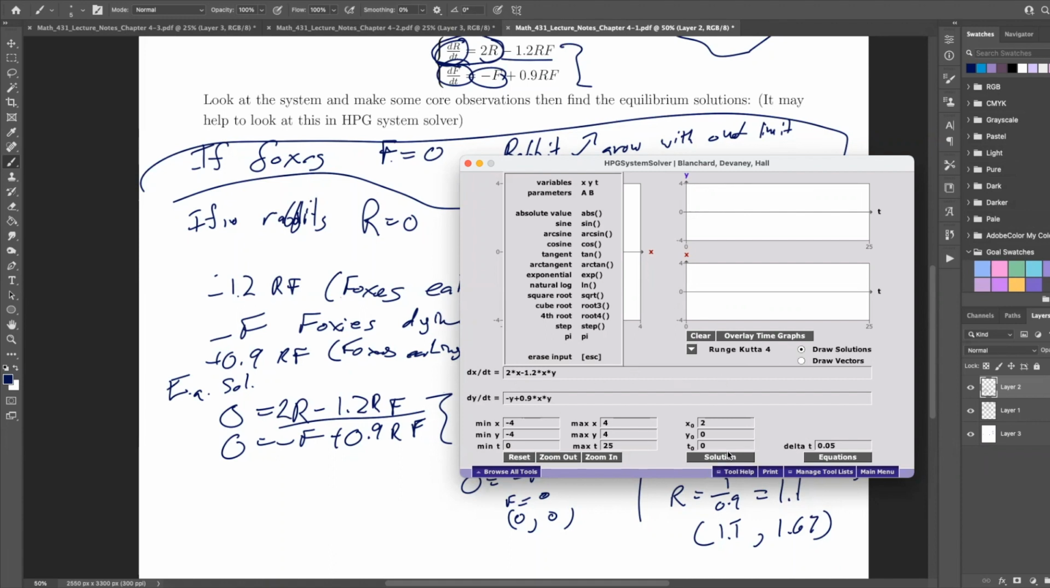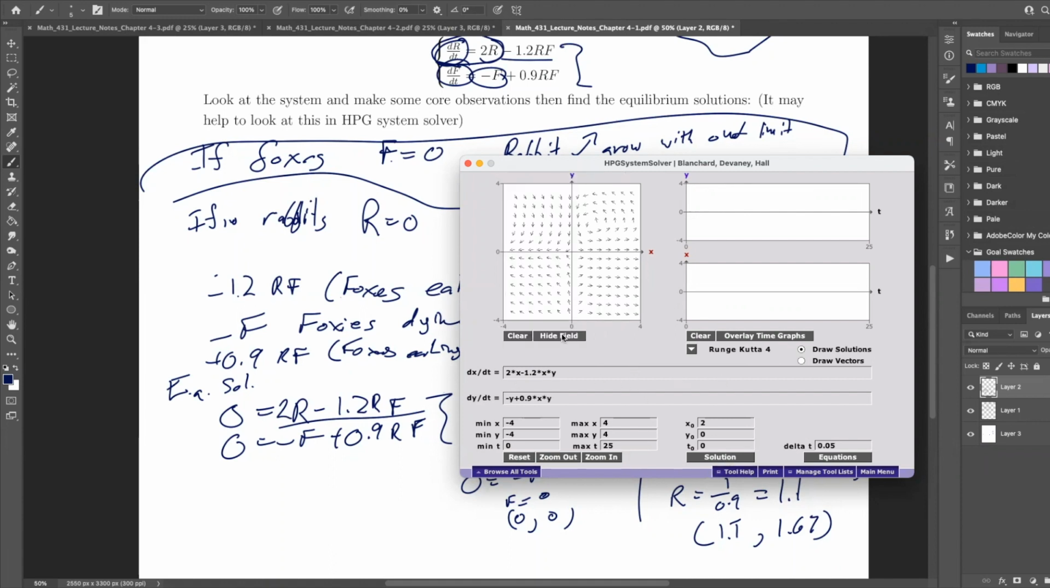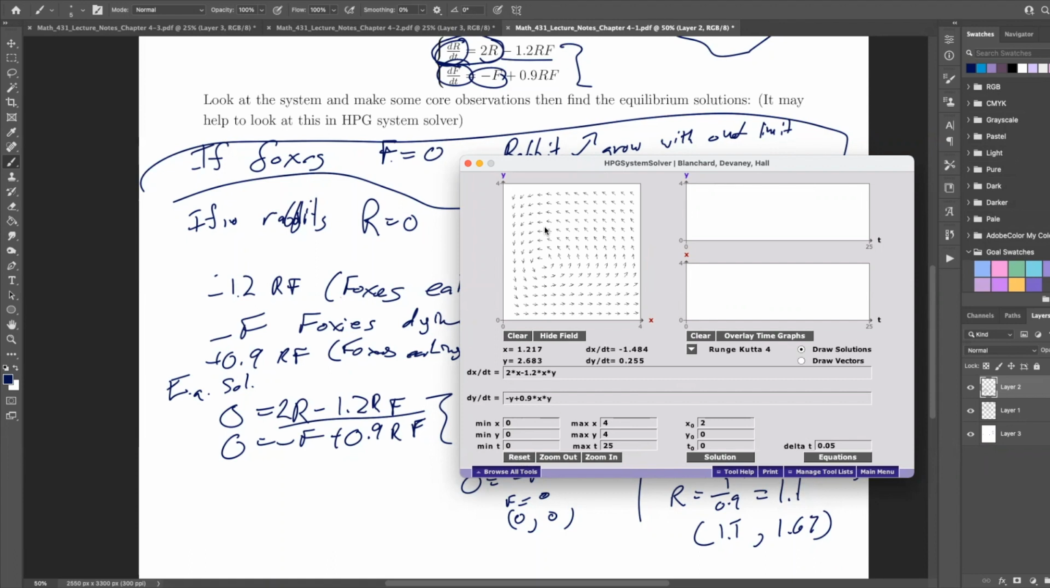All right, so let's go ahead and look at this. Now, does it make sense to have negative rabbits? No, that makes zero sense. So it doesn't make sense to have negative rabbits. Does it make sense to have negative foxes? No, that doesn't make sense either. So here we are. So I'm going to have this thing look like this.